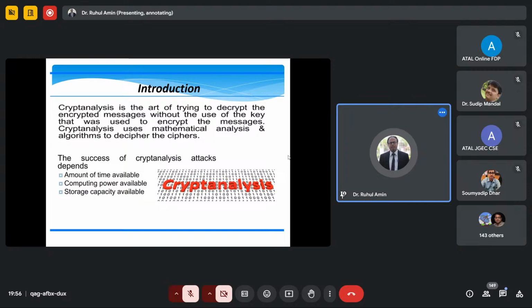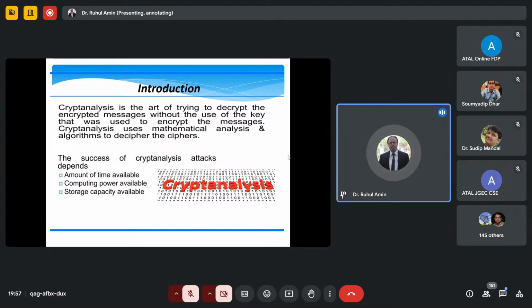A protocol means there are several rules and some equations. If the attacker gets the protocol and finds the loopholes or shortcomings in it, the attacker can do the cryptanalysis. That means the attacker can find some security attacks. That's why it is said that cryptanalysis is the art of trying to decrypt the encrypted message without the use of the key that was used to encrypt it.